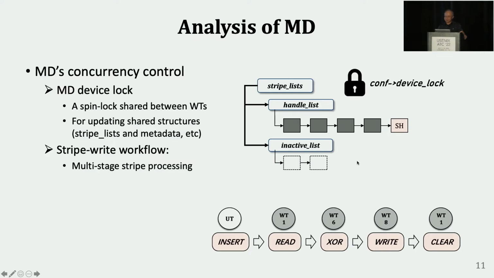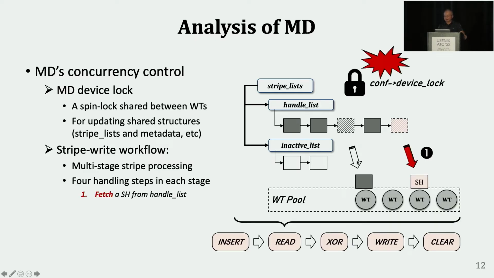Now, to complicate things further, the worker thread handles each stripe write stage, so there are 5 of them, with 4 steps. Here we take the read stage as an example to illustrate the overhead. First, the worker thread has to acquire the device lock for fetching a stripe head from the handle list, which causes lock contention among the worker threads.